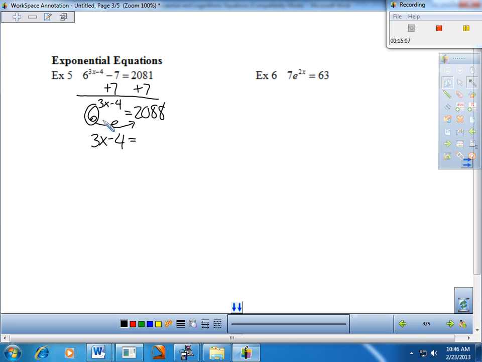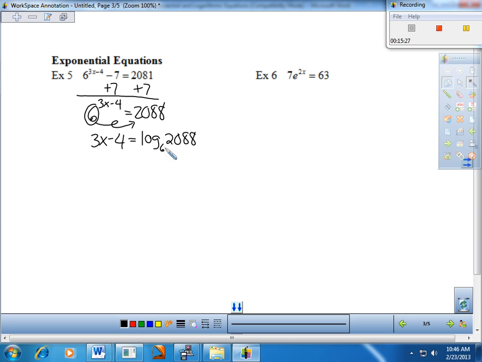And remember, as soon as that crosses the equal sign right here, it changes from the base of this exponent to the base of a logarithm. So it's log base 6 of 2088. And that's great. Two good things happen. This is ready to go. Now to get the variable, all I have to do is add 4 and divide by 3. And another good thing is this is just a number right here. This is a constant.